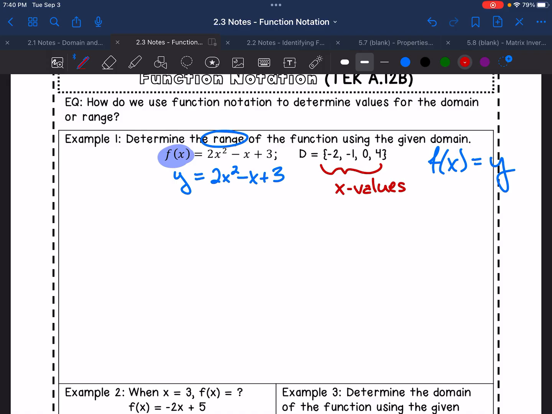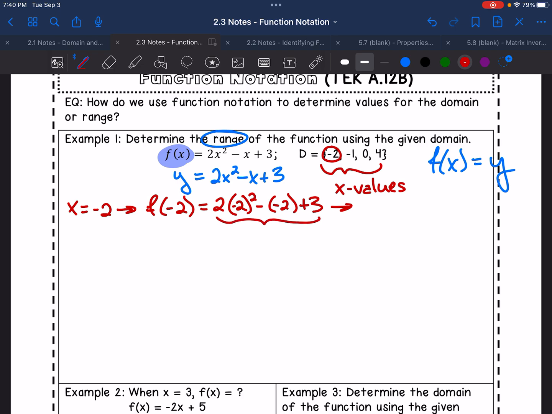So let's say that our first value is our -2 here, all right? So that means x is equal to -2. So that means in my function, I'm replacing all of my x's with a -2. So this would be 2 times -2 squared minus -2 plus 3, right? And then I would type this part in my calculator and see what that is.